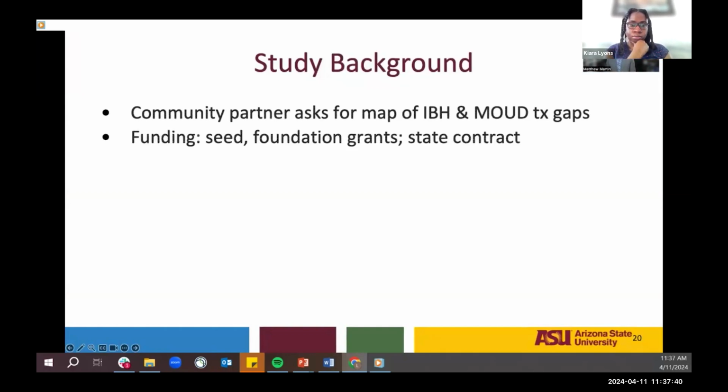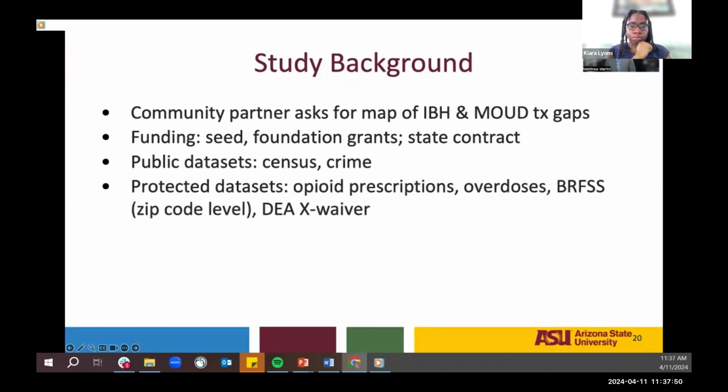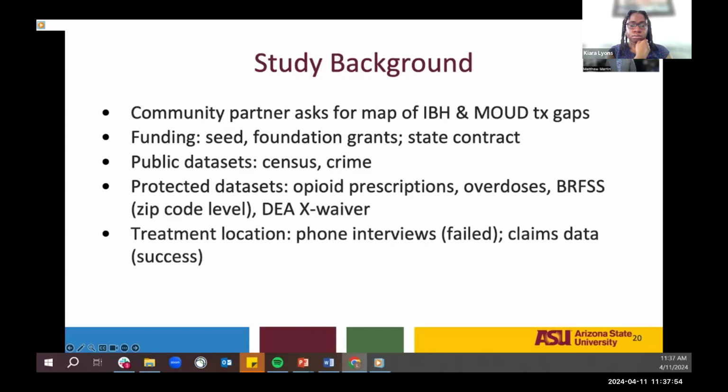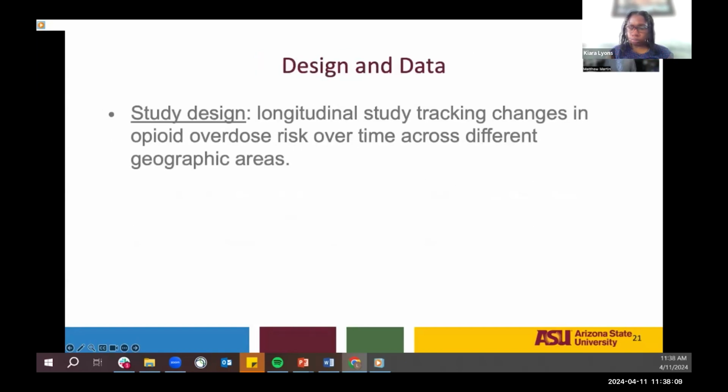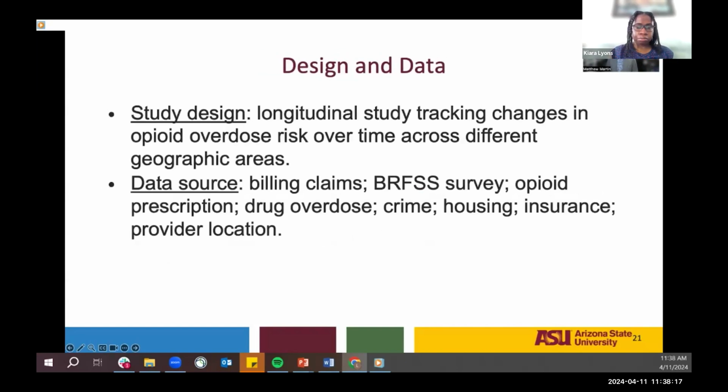And so we went and we found some funding through a seed grant, foundation grants, and then we stumbled upon a state contract. We used public data sets and protected data sets. And we initially tried to find the locations using phone interviews, but the majority of the clinics just would not respond or just did not have time to participate. So that methodology failed. And so then we turned to claims data, which was successful. We used a longitudinal study design, tracking changes in opioid overdose risk over time, and we used multiple data sources.